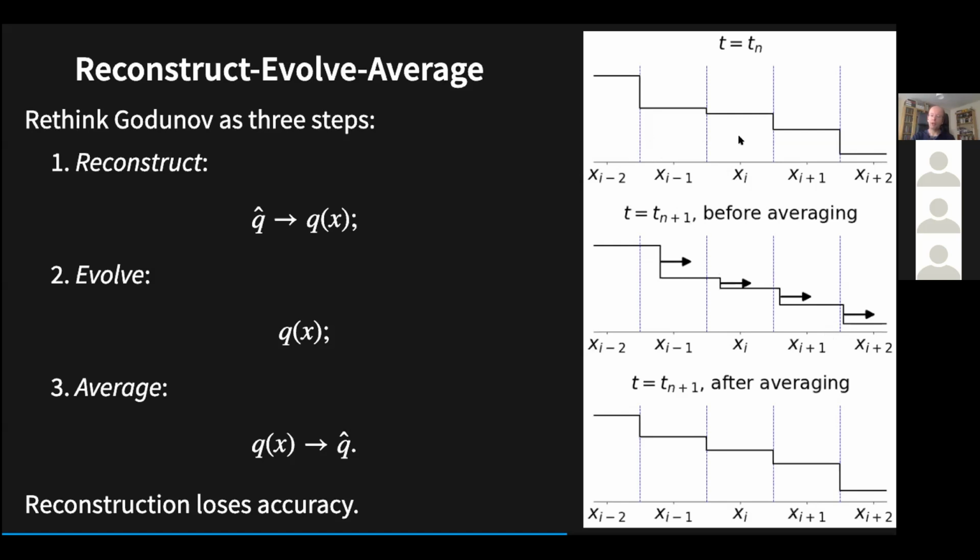The reconstruction step at the top, that's the point where we've introduced our approximation. By imposing that the solution is piecewise constant, we have simplified our problem and lost accuracy at that stage. So in order to increase accuracy, to go to higher order methods, we need to move away from doing piecewise constant reconstruction.